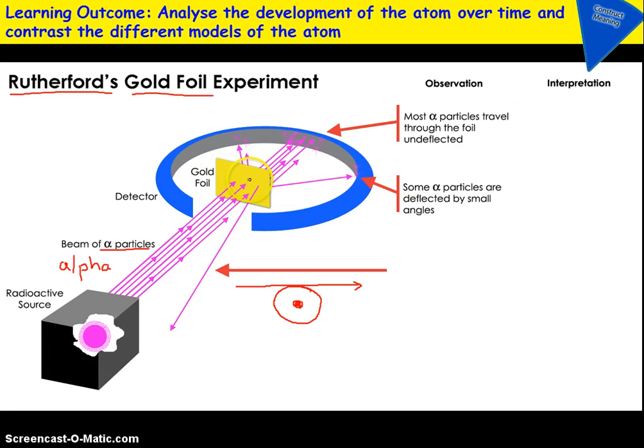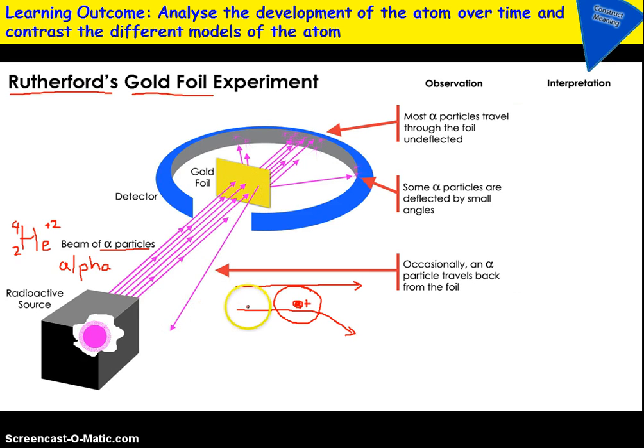The second observation was that some were slightly deflected, so some particles went very close to the nucleus and therefore were slightly deflected, and that's because the nucleus, remember, is positive, and an alpha particle, which is made up of a helium nucleus, so it's got 2 protons, it's also got 2 neutrons, and it's got a +2 charge because it's 2 protons, which each one's +1. So an alpha particle is also positive, and so they repel each other. So this means the nucleus must be positive. And occasionally some of them bounced back, like this one here.